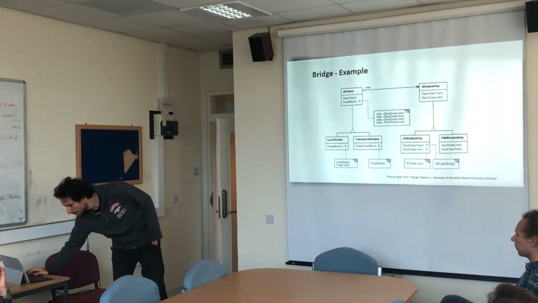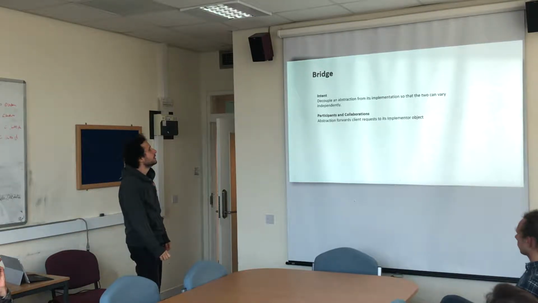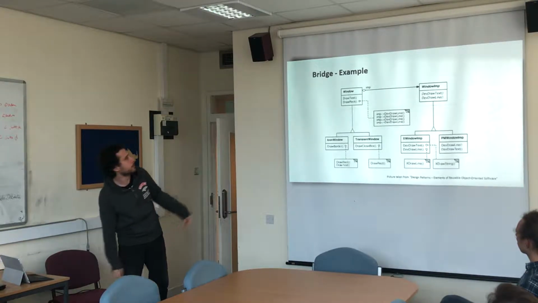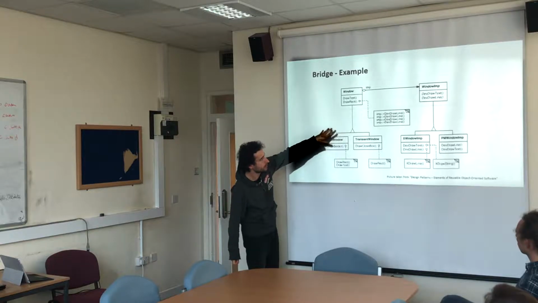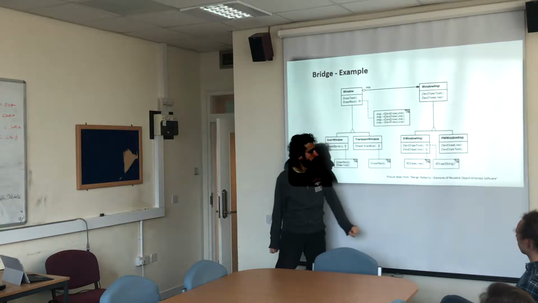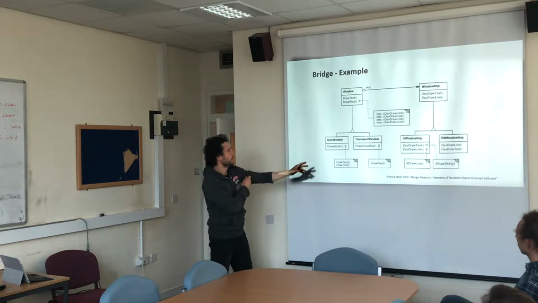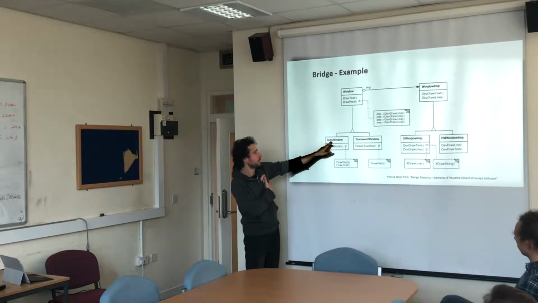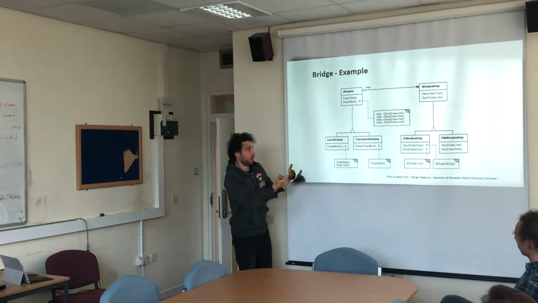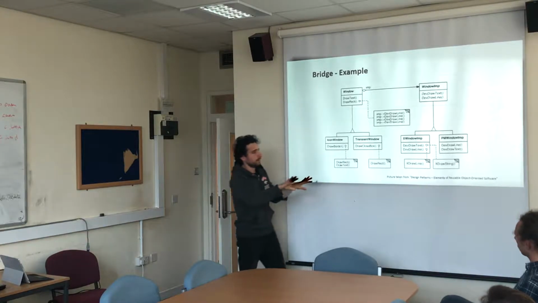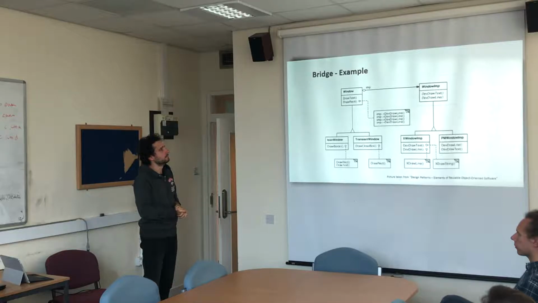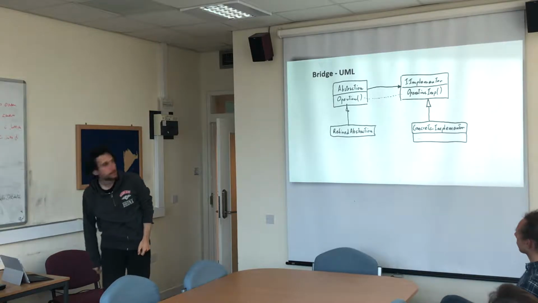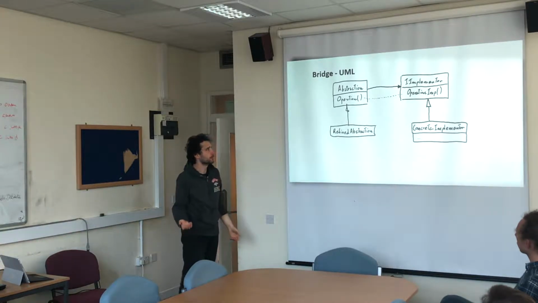Just to remember what the intent is: we have an abstraction and the implementation. Here you have the window, these are the abstractions, and here we have the implementations. The idea here is to be able to have an icon window created on different systems. I think I can go on and show the UML diagram, which is somehow simple.